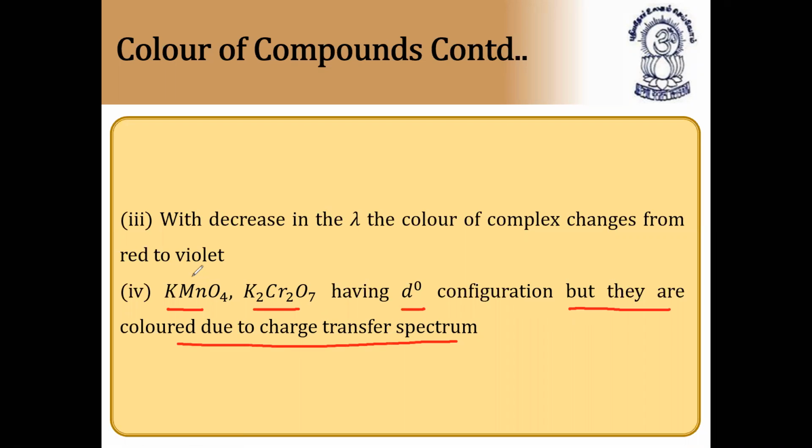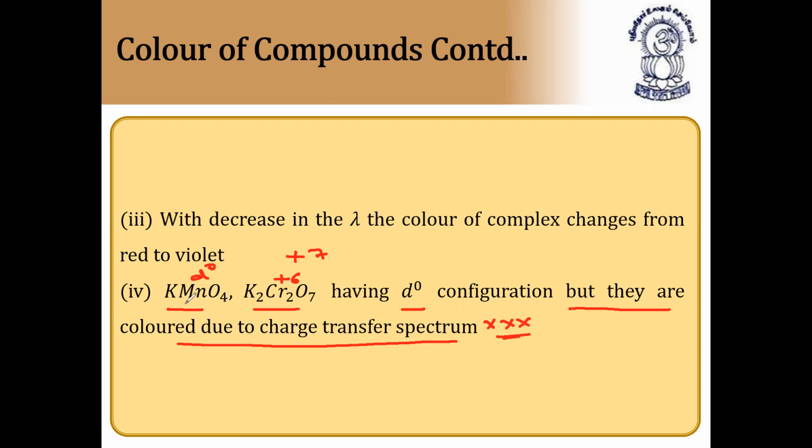In this, manganese is d0 configuration because manganese is in +7 state, all the 7 electrons are removed, and in this +6 state, all the 6 electrons are removed. So even though they are having d0 configuration, they do not have unpaired electrons, but still they are colored due to charge transfer spectrum. Very, very important. They are colored due to charge transfer spectrum.